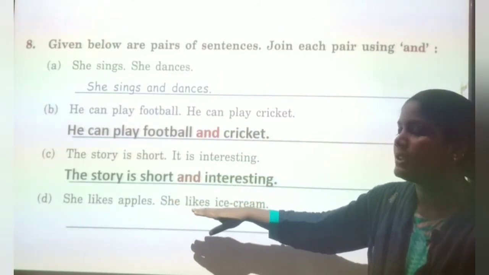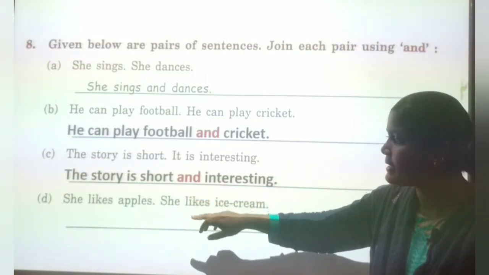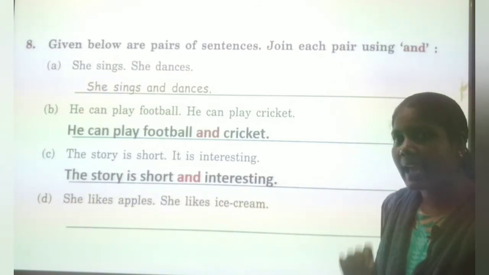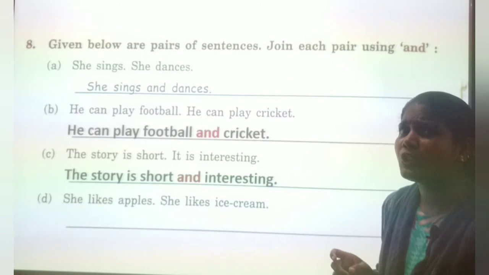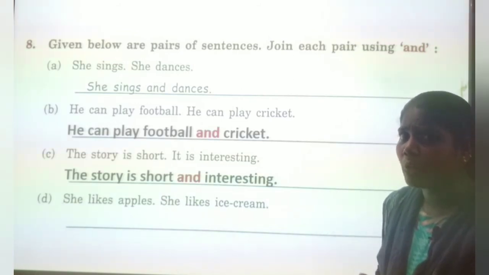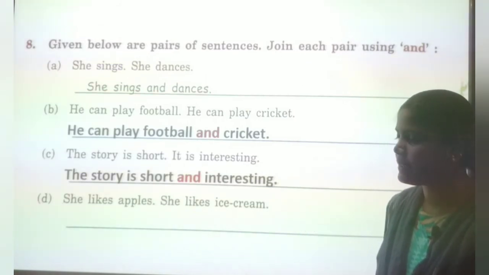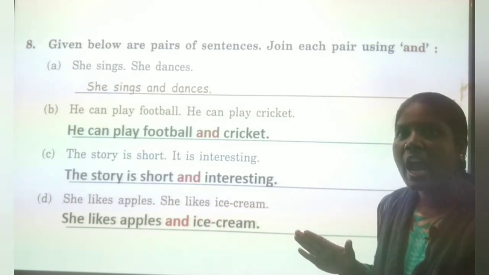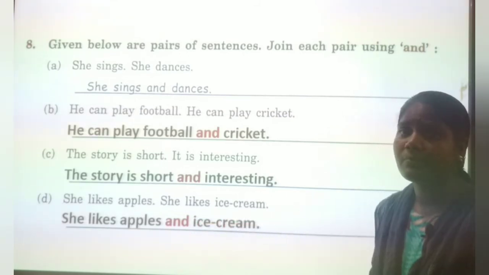She likes apples. That is one sentence. She likes ice cream. The particular girl likes apples and also ice cream. So we have no need to use the pronoun she again. She likes apples and ice cream. See, now the sentence is very simple and short.